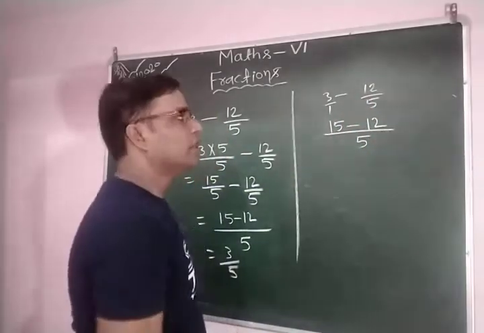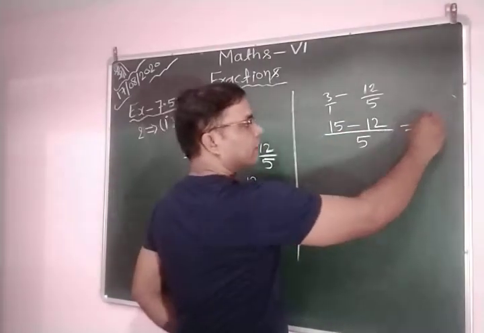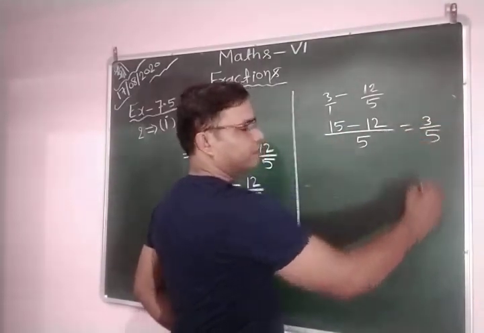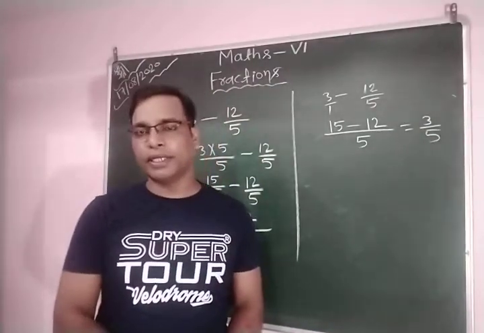Clear? Now again, if you subtract 15 minus 12, you get 3 by 5. So both are right. It depends on which method you applied here.